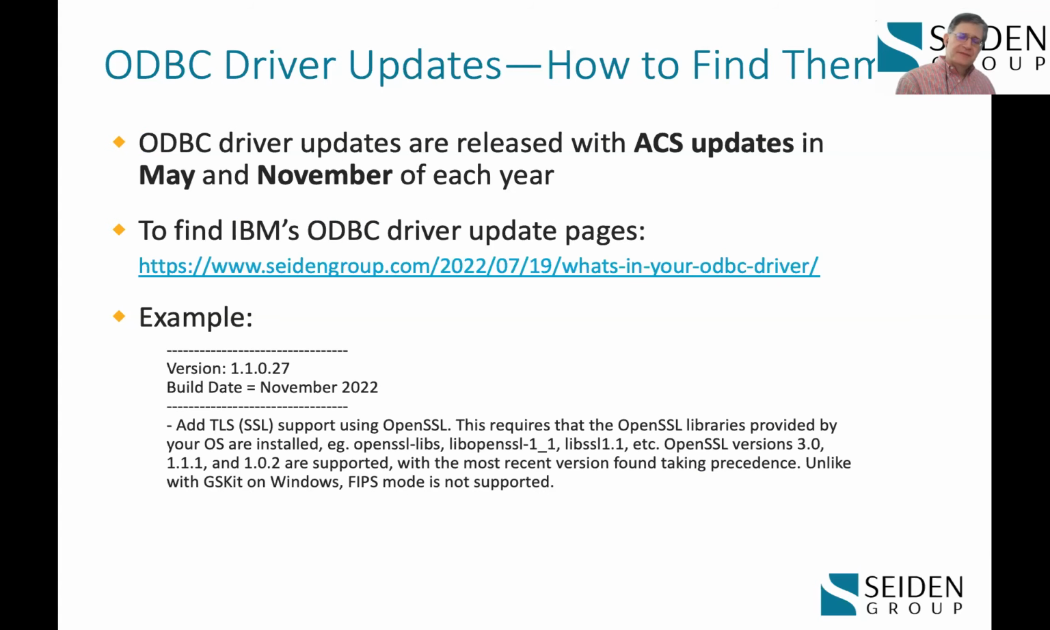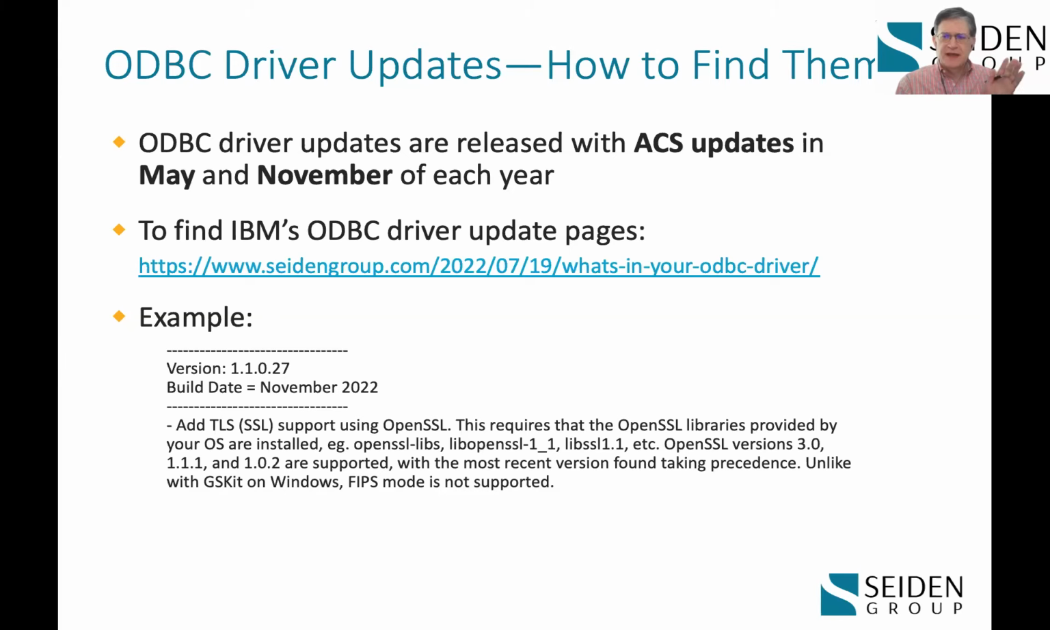About ODBC driver updates, I mentioned them before, that they're released twice a year in May and November, along with ACS. To find out what's in those updates before you do the update or after, there's a different page for every operating system that the ODBC driver runs on. So we put together a blog post called What's in Your ODBC Driver. It tells you where to find them.